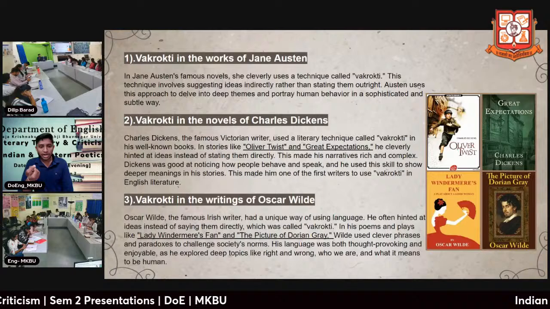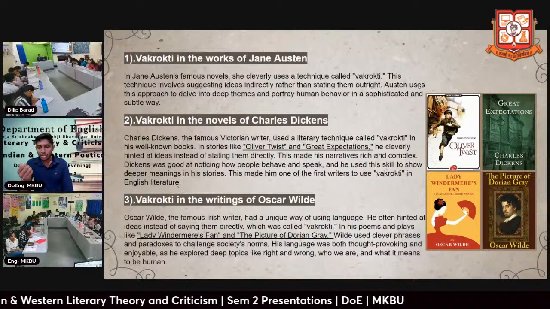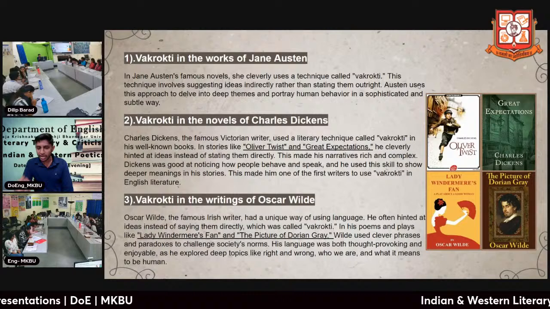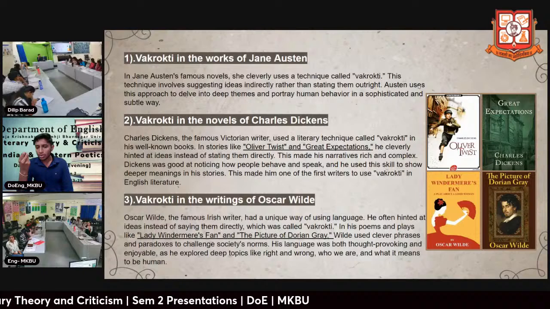Vakrokti in the writing of Oscar Wilde. Oscar Wilde, a famous Irish writer, had a unique way of using language. He often hinted at an idea instead of saying it directly, which is called Vakrokti. In his poems and plays like Lady Windermere's Fan and The Picture of Dorian Gray, Wilde used clever phrases and paradox to challenge the society's norms. His language was both thought-provoking and enjoyable as he explored deep topics like right and wrong, and what it means to be human.